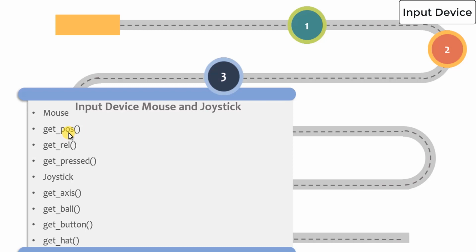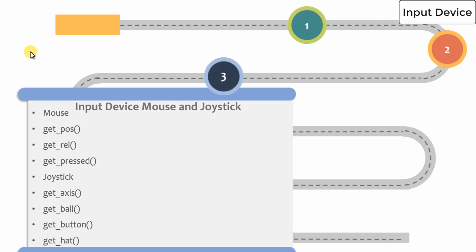When we hover the mouse on the screen, basically it gives us the x and y coordinates. So whenever you move the mouse on the screen, this get_pos will return the x and y coordinates of the mouse. The next is get_rel.